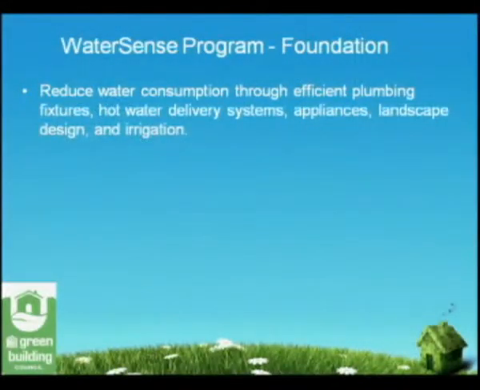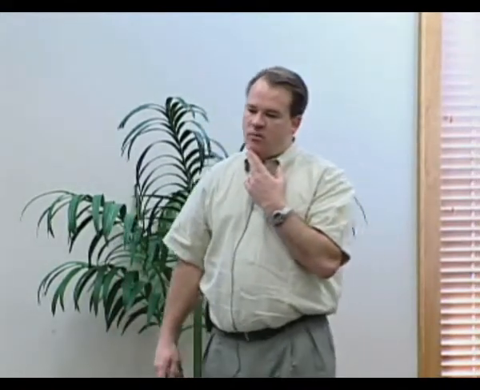WaterSense is about reducing water consumption through efficient plumbing, fixtures, hot water delivery systems, appliances, landscaping, design, and irrigation. So not only are we looking inside the home, but we're also looking outside the home at our water usage. It aims to raise awareness about the importance of water efficiency, ensure the performance of water-efficient products, and provide good consumer information. The program certifies and labels products and services that perform at least 20% more efficiently than traditional products out there today.